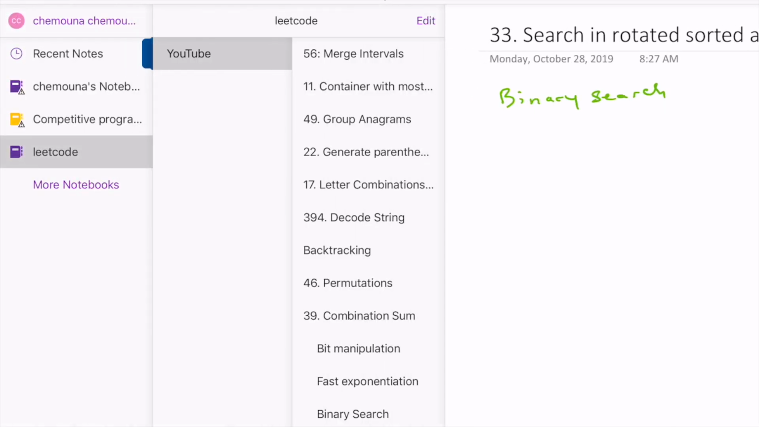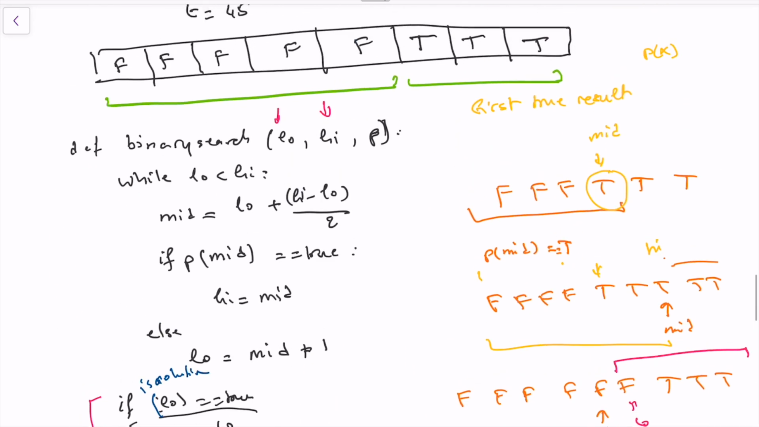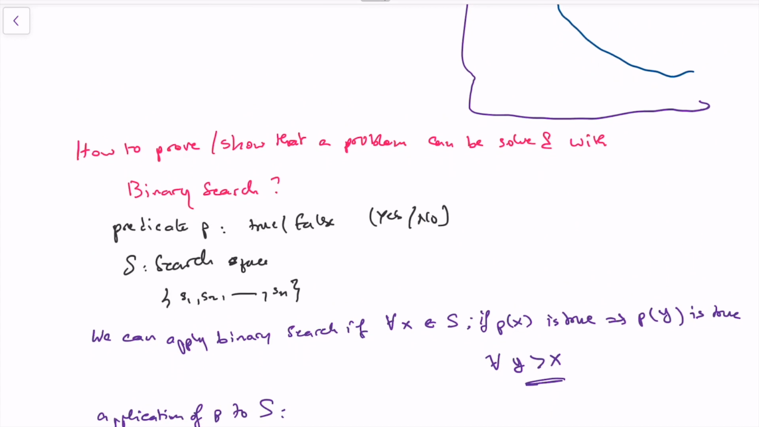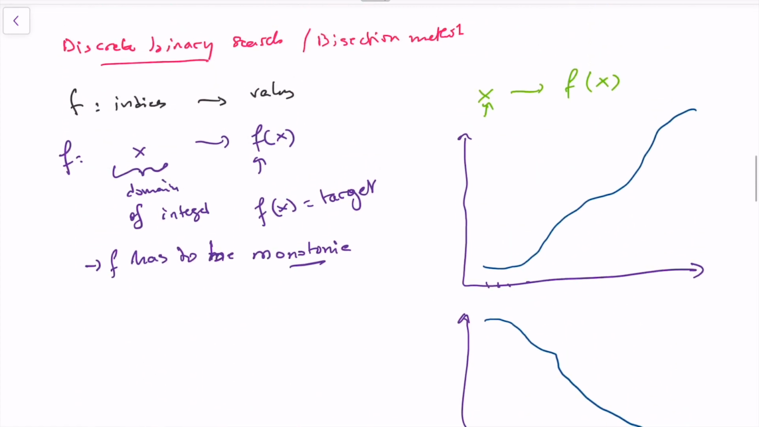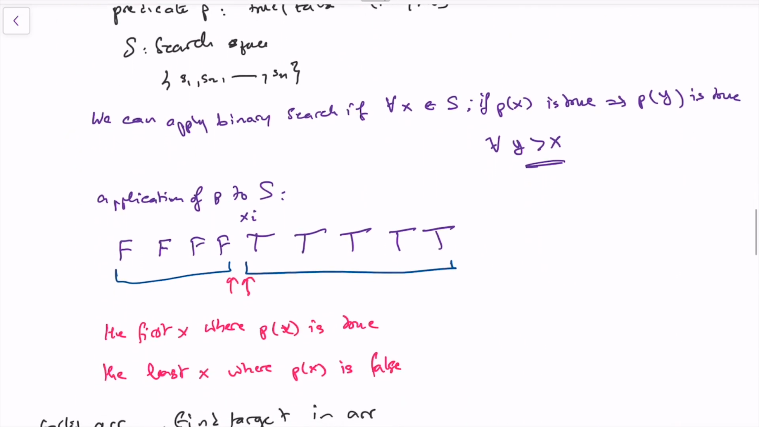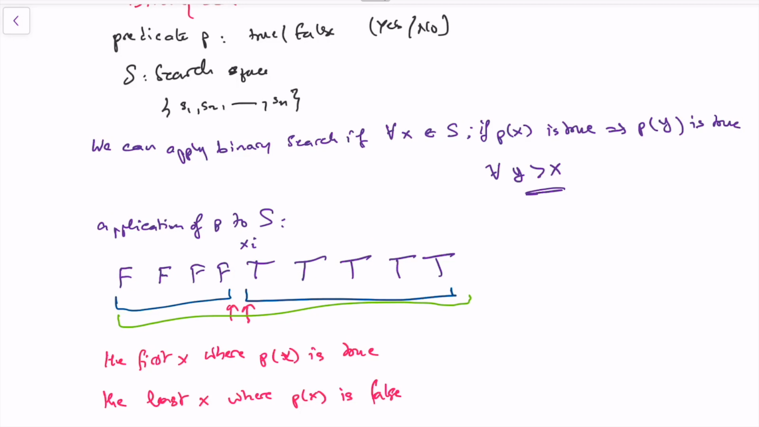But the main idea is that we need to find two things. We need to find the predicate in the search space, but first we need to think about whether this problem can be solved by binary search. Basically, to do that, we just need to check that the function is monotonic and that it has some kind of structure where the predicate is first all false values, and then after that all true values.